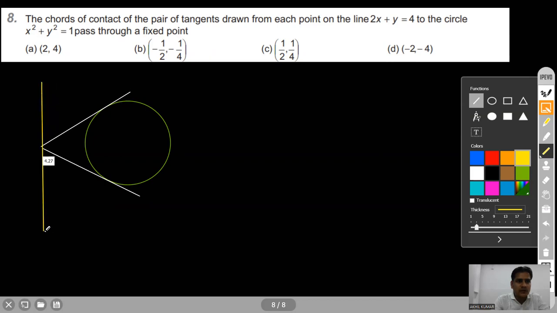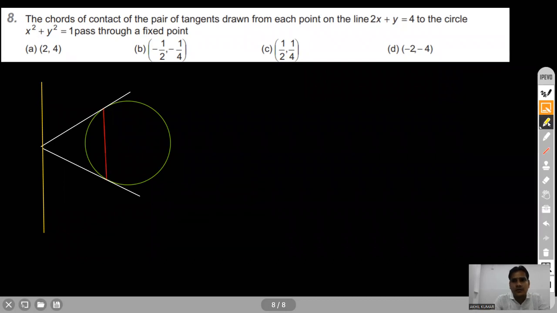This point is line one, this line, right? And we have to construct this chord of contact also. Okay, so let me draw this chord of contact also. This is what we need to draw. So now let me see here. So what is given? The chord of contact. Let me start from here.